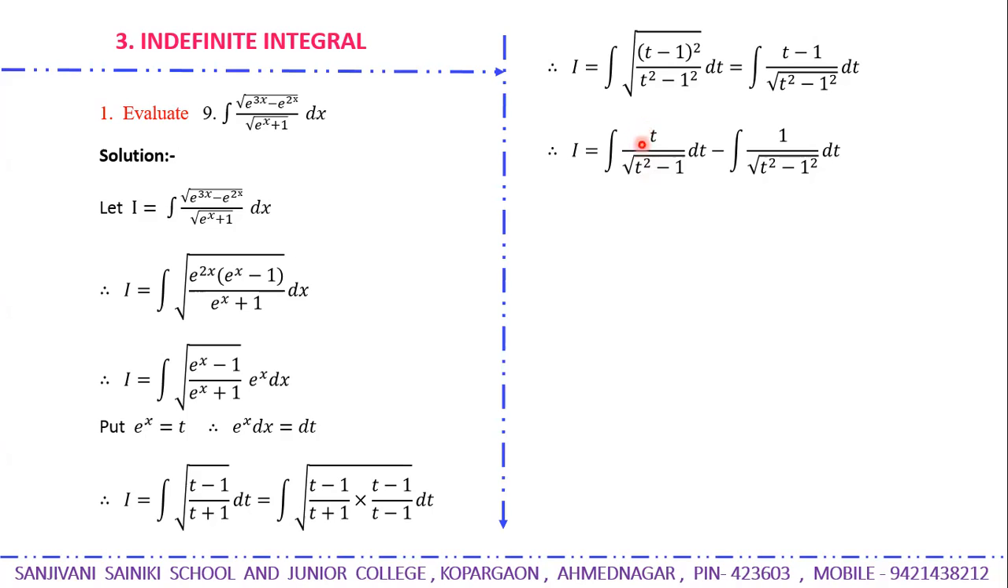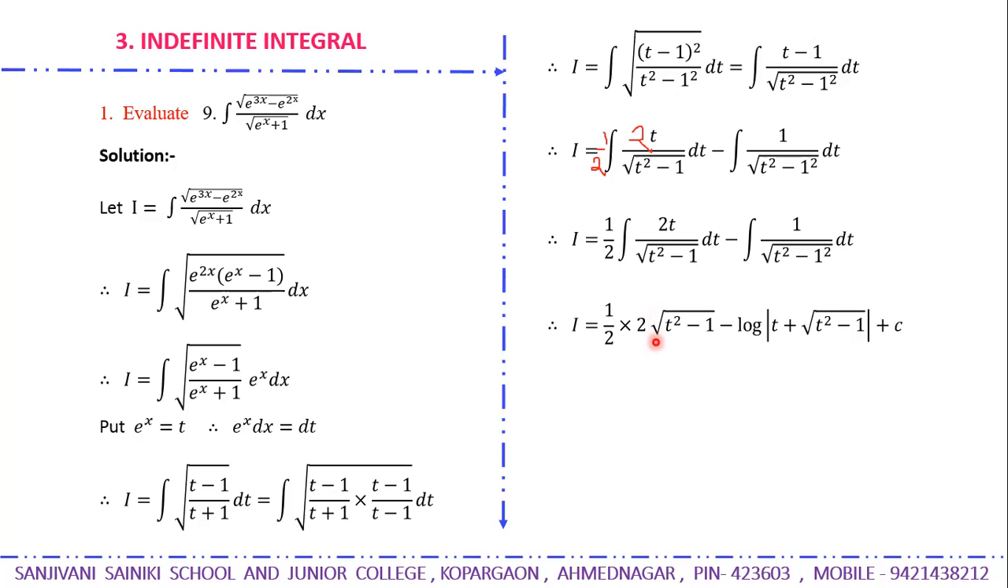Here the only problem is the 2. So what I will do, I will adjust the 2 by multiplying and dividing by 2. So we will get this term. Now it is in the form of f dash of x upon root f of x. So its integral is 2 root f of x.